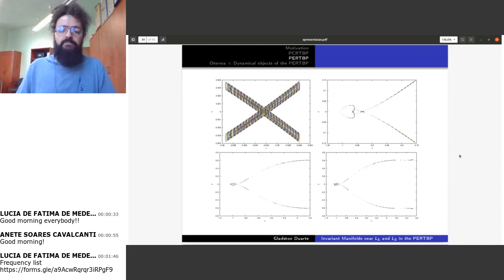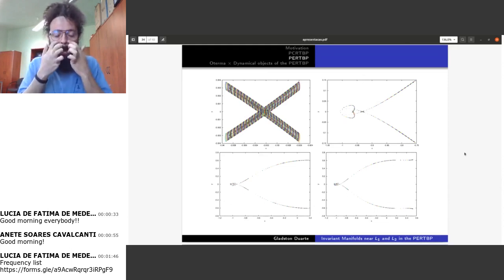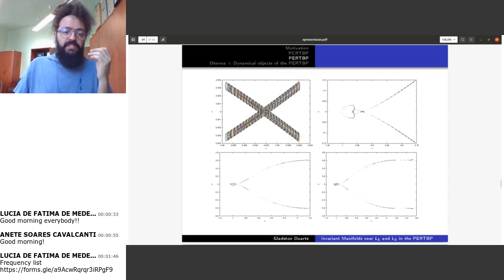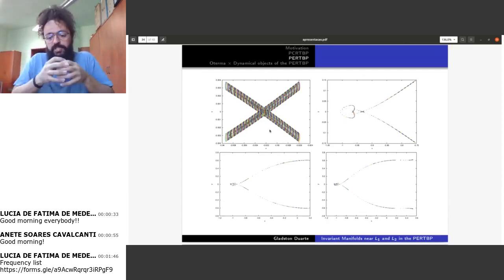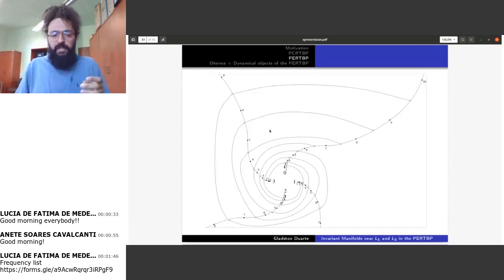And then here we have some examples of some manifolds that we computed. These four plots here are for the smaller of the tori. We computed some tori decreasing the radius and some tori increasing the radius.